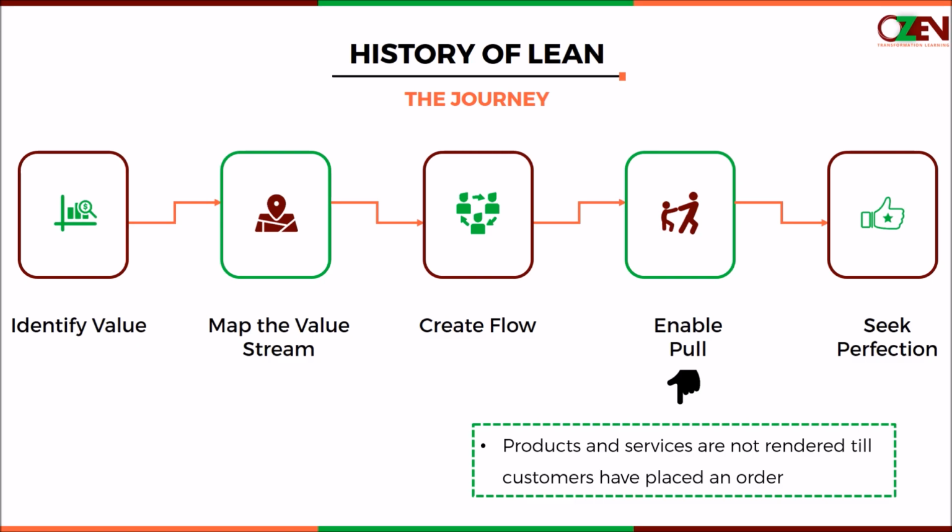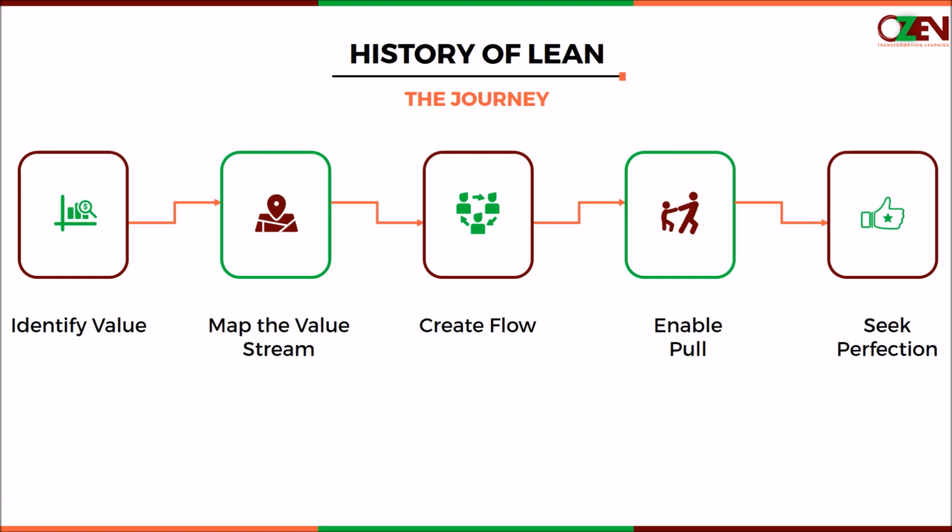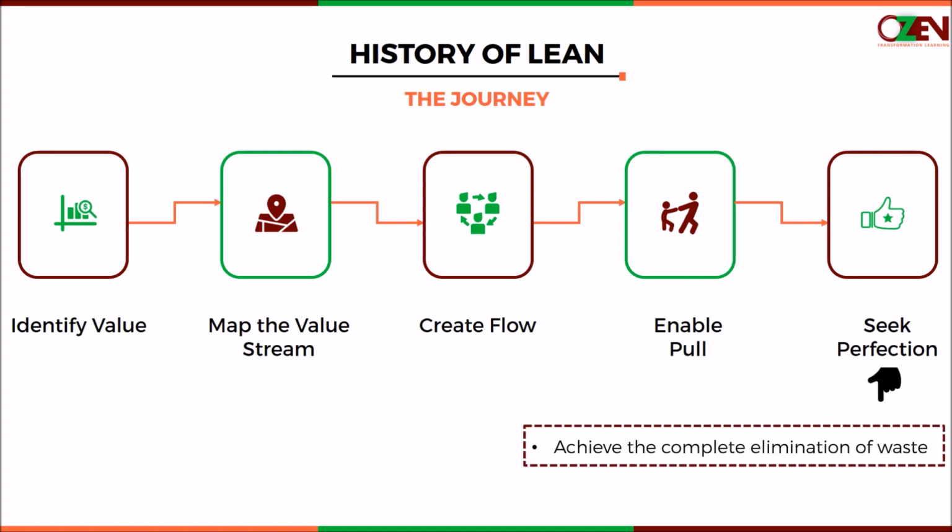Seek perfection. The last Lean principle is about seeking perfection. Perfection means that we achieve the complete elimination of waste or muda, have continuous flow in the value stream, and have a pull system wherever applicable. This principle puts any Lean organization on a long but rewarding journey of continuous improvement. The end result is a value chain in which every activity adds value.